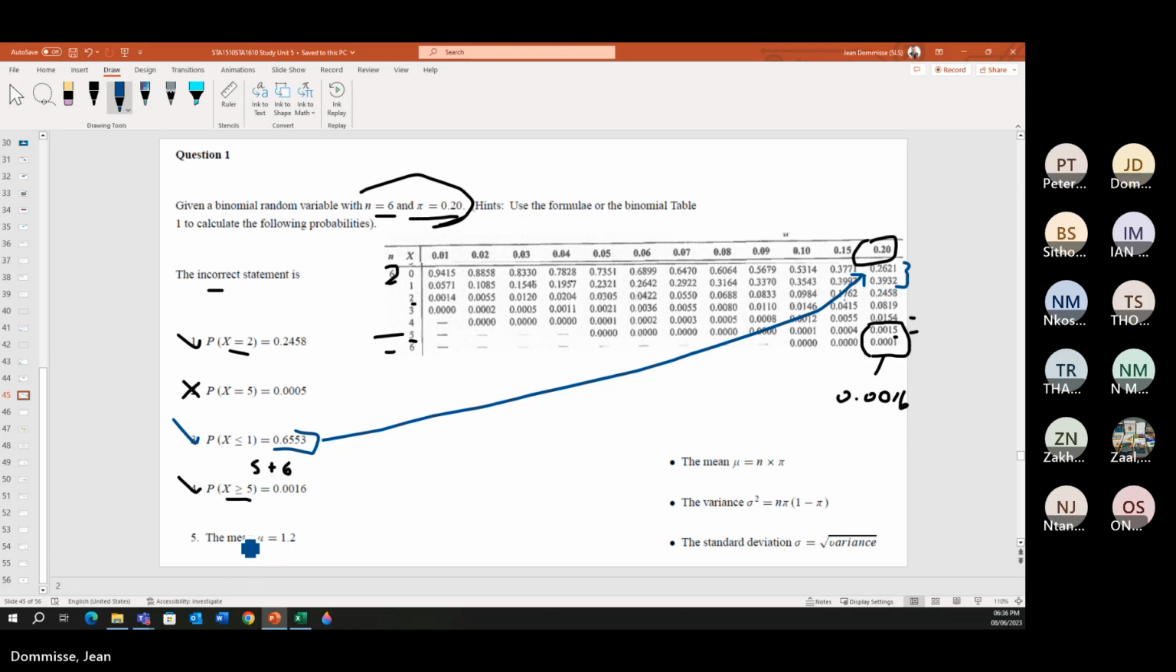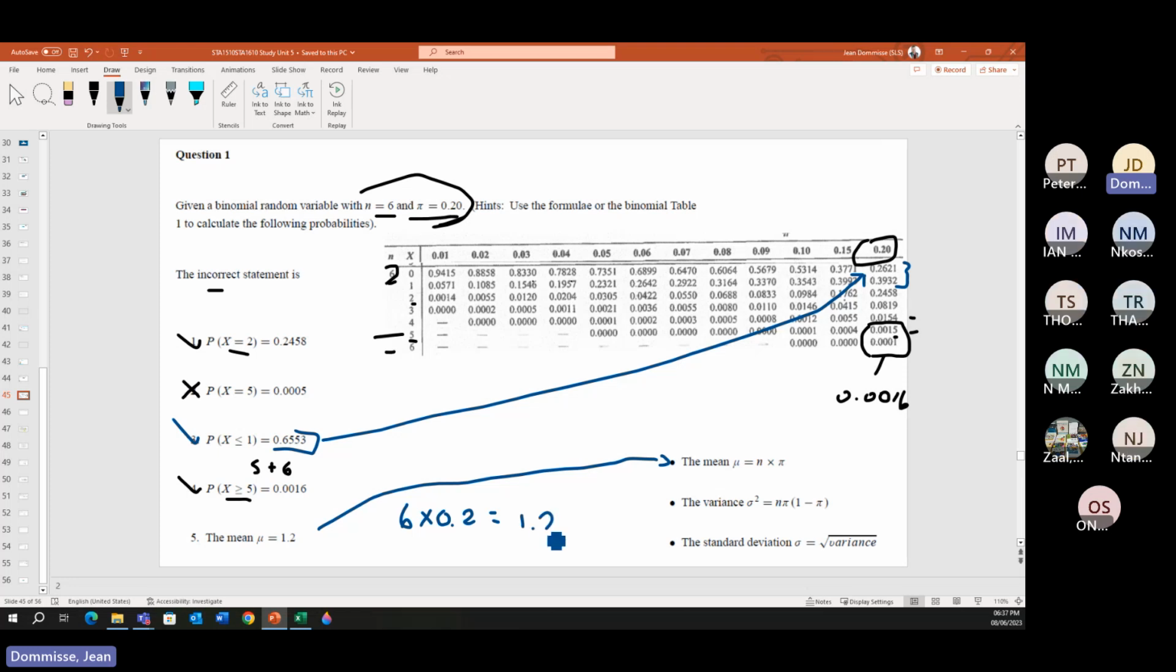And to work out the mean, I've added again how we would work out the mean. So like I said earlier, they need to give it to us. So they tell us n is 6, pi is 0.2. So if I multiply those two together, I get 1.2, which is the option 5 that they have given us.